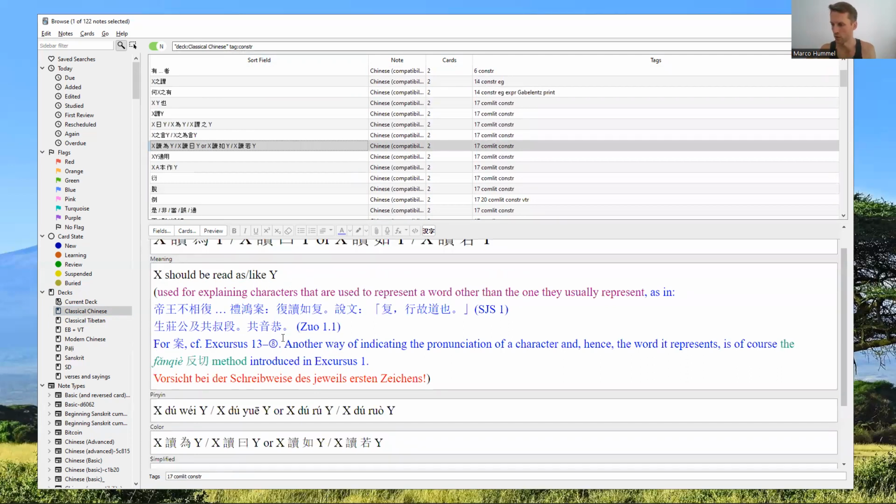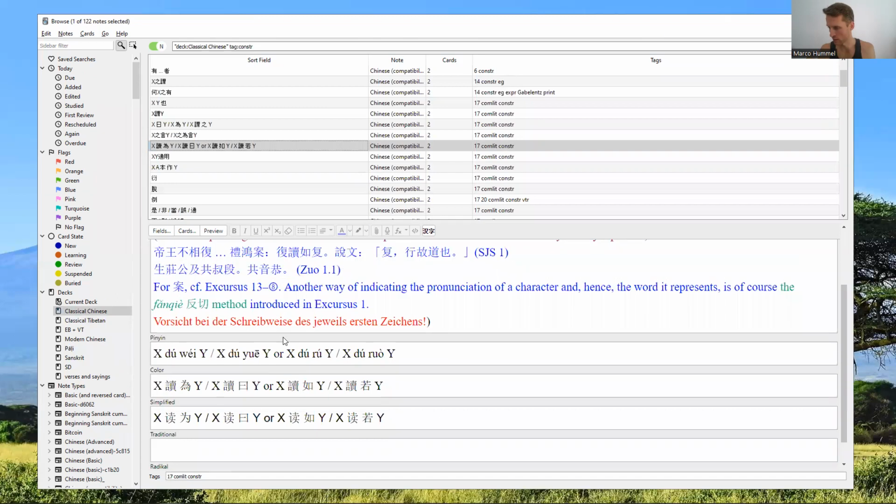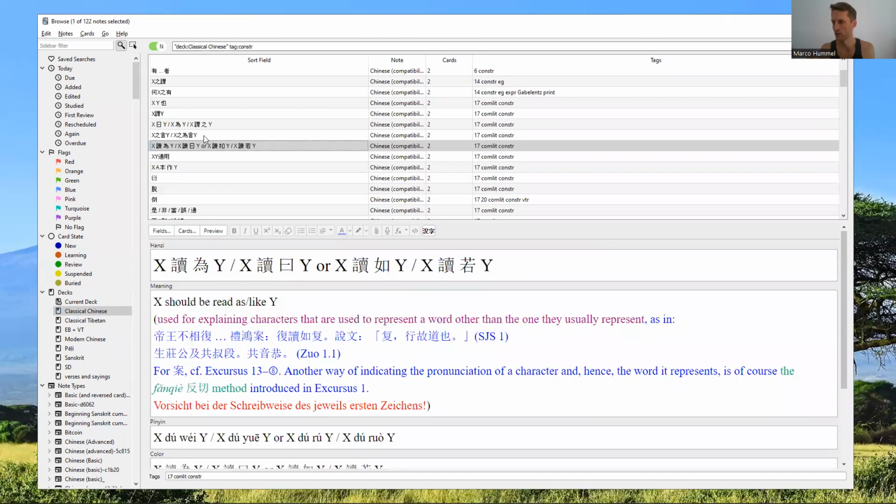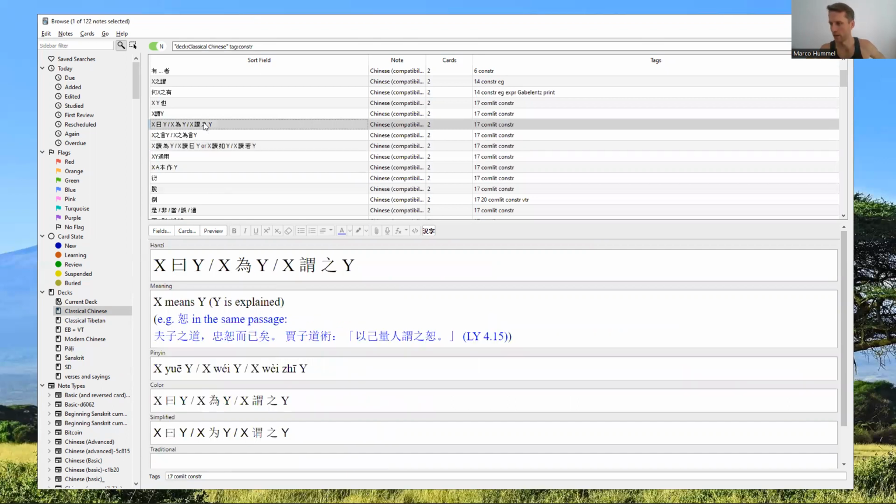So this is from commentarial literature, I believe. Yes, commentarial literature. So there's quite a difficult structure, or a little bit of a structure. It's not so difficult, but a structure which doesn't come up often. You won't read it every day, so hence you are prone to forget it very quickly. X year y, so x means y, and so on and so on.